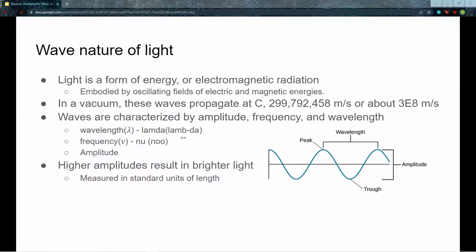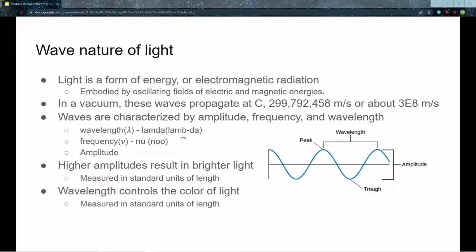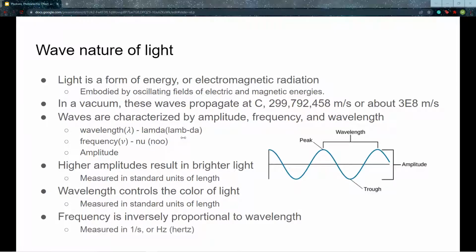In light, higher wave amplitudes result in brighter light. Wavelengths directly affect and control the color of light, and this is measured in standard units of length as well. Frequency is inversely proportional to wavelength and is measured in revolutions per second, or hertz.